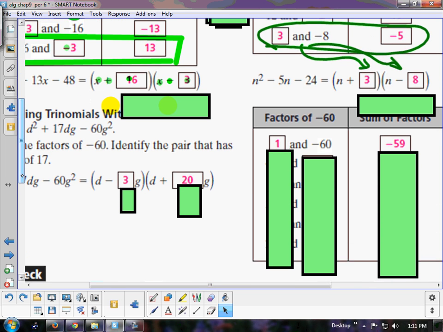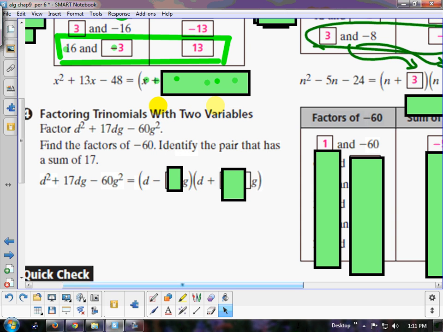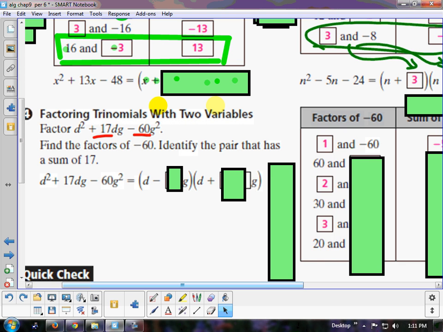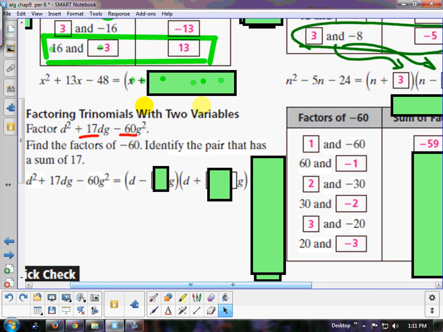All right. This is the last set when there's a double variable. When there's a double variable, you're doing the same thing. Actually, your best bet is to look at the numbers first. They put the G's, well, no, they didn't. They actually went through the numbers. So I'm looking for factors of negative 60.